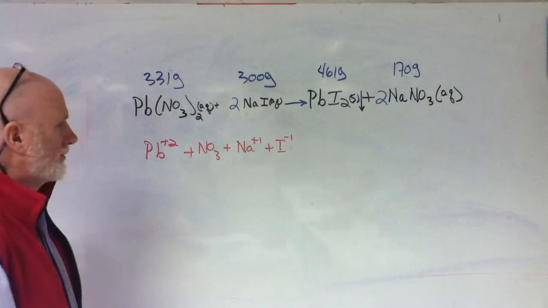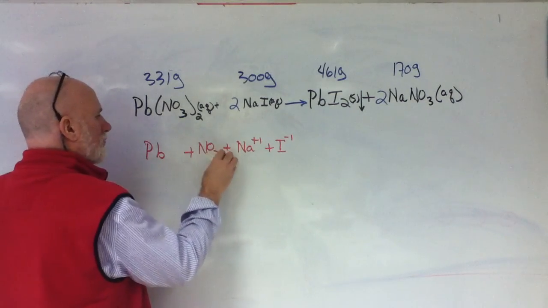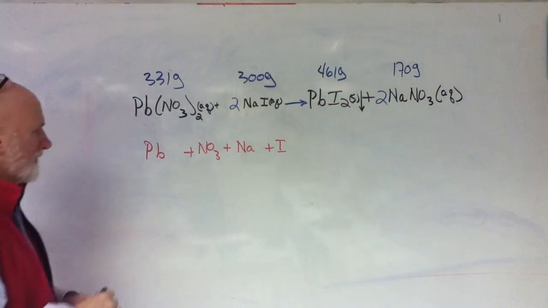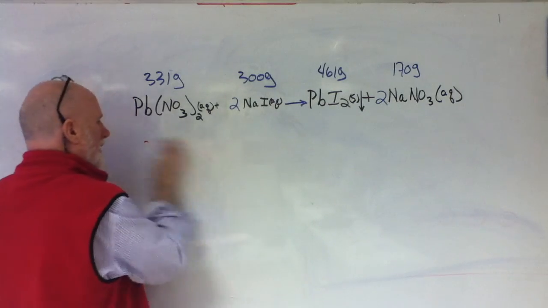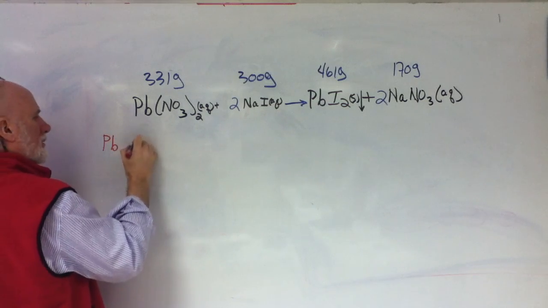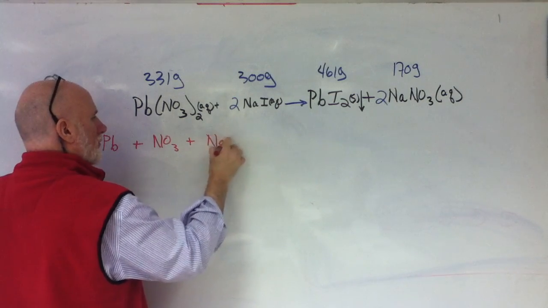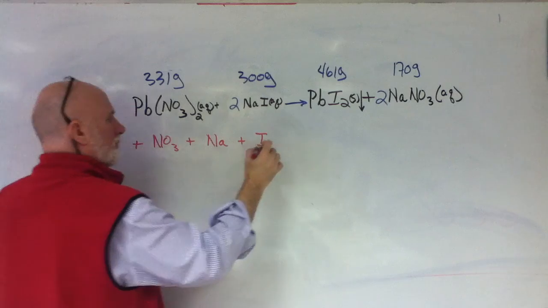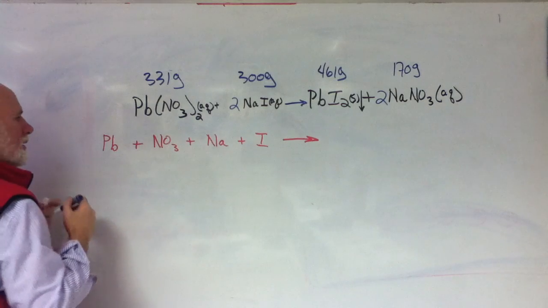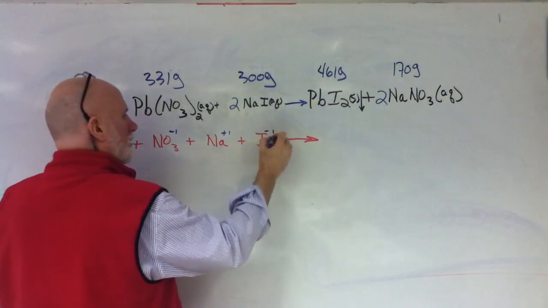On the left, do you see that? Let me make the ions in blue, so I don't forget any. Okay? So the left side will be like that. Let me rewrite that. Okay? So it's going to be lead plus nitrate plus sodium plus iodine. Right? And then the ions would be, this is plus 2, this is minus 1, plus 1, minus 1.